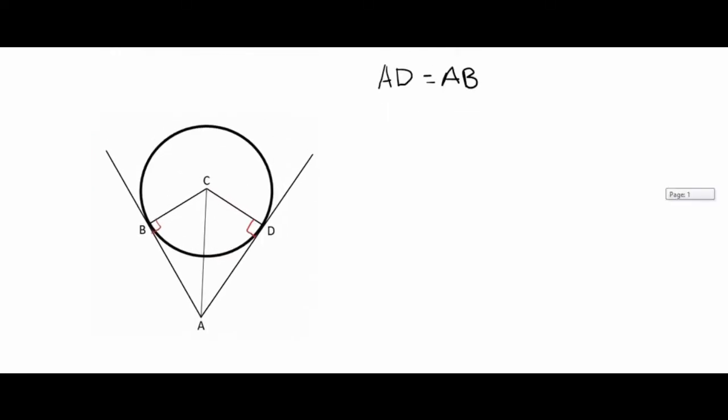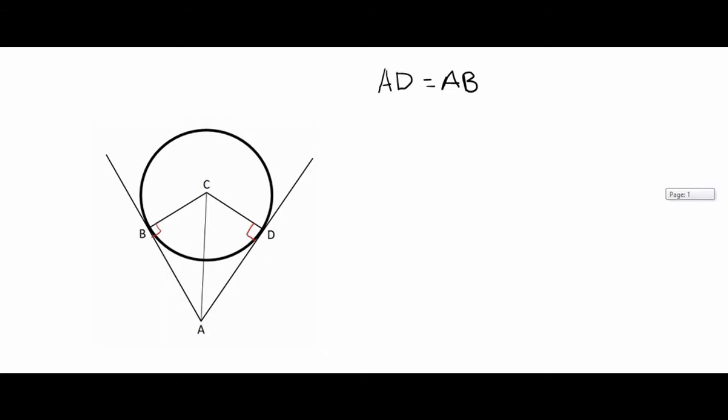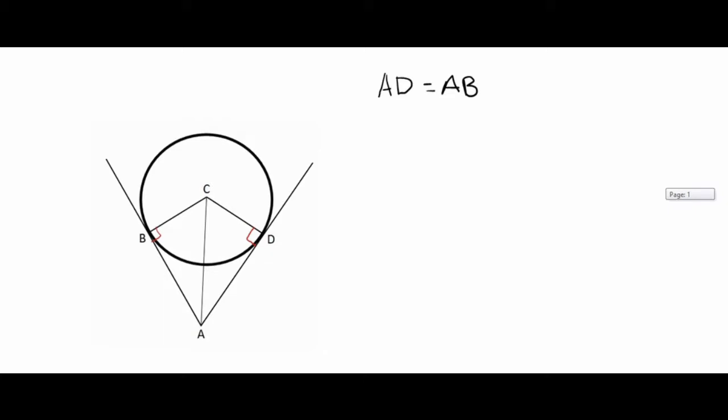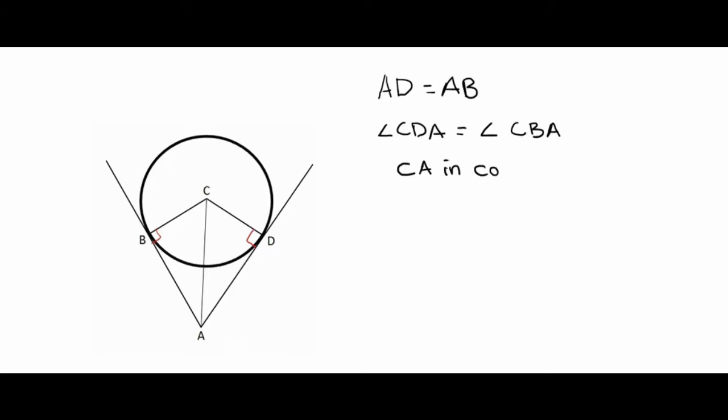Once we have done that, we are now going to prove that the triangle CDA is congruent to the triangle CBA. So firstly, we can note that angle CDA is equal to the angle CBA. Also, we can note that both triangles have the length CA in common. Finally, we can note that the lengths CD and CB are equal, as they are both radii of the same circle. So CD is equal to CB.